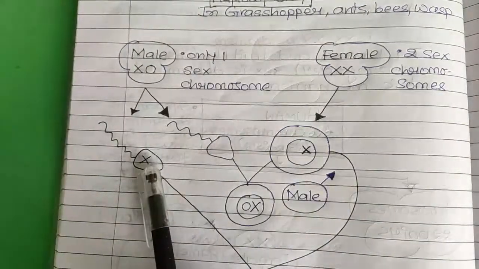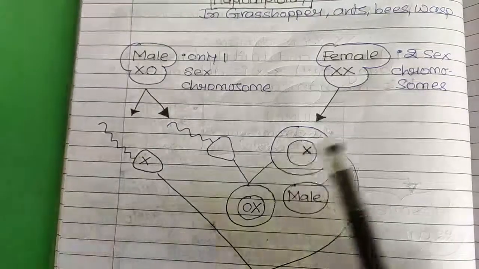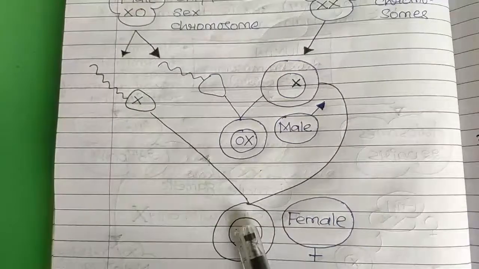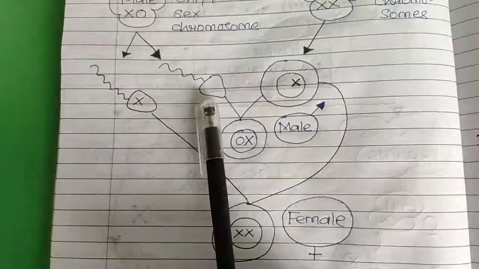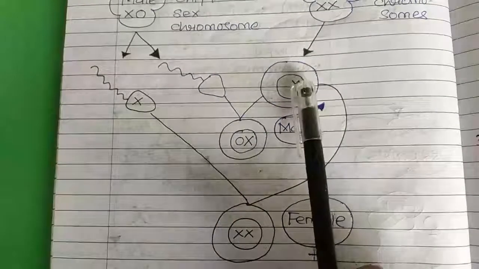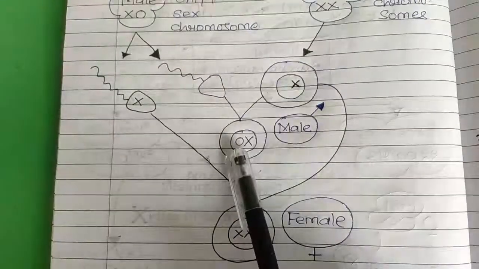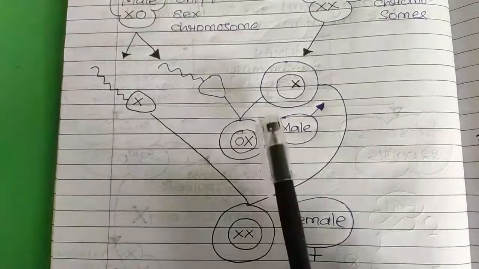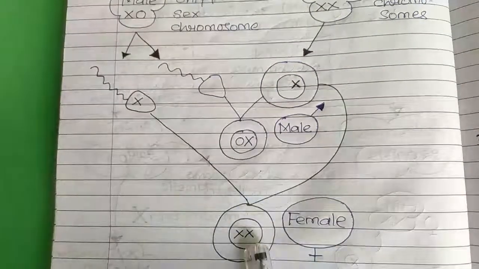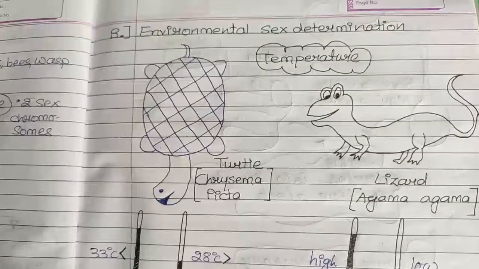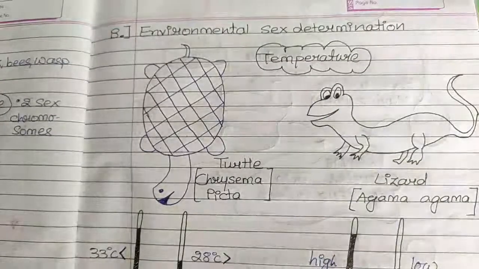So, when the X chromosome containing sperm fertilizes the egg, it will be a female. And when an empty sperm, empty in terms of not having any sex chromosome, fertilizes the egg, there will be a male. So, this particular technique is known as haploid diploid system or haplodiploidy. Clear? Now the wonder of nature begins.